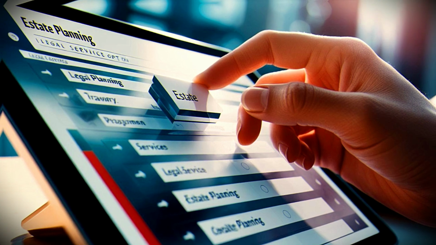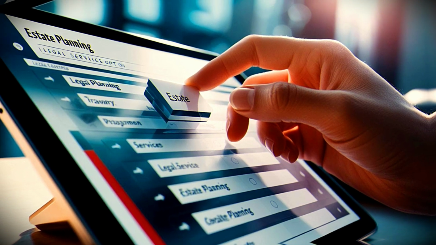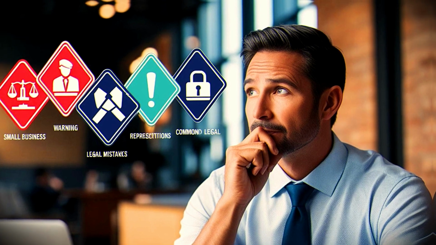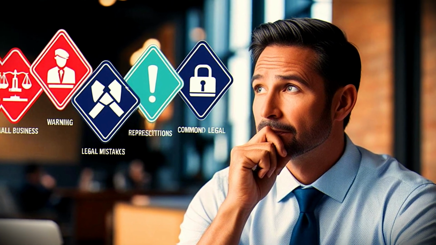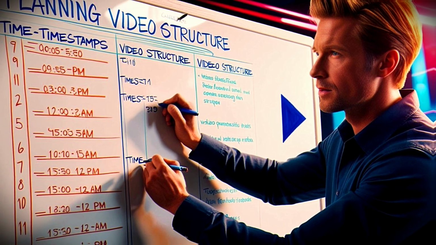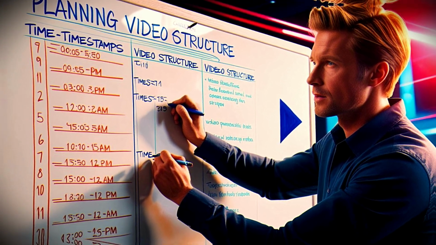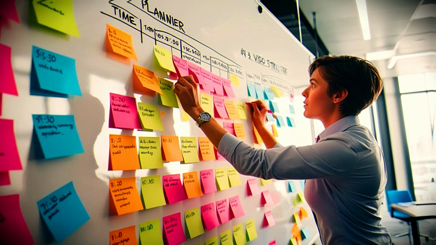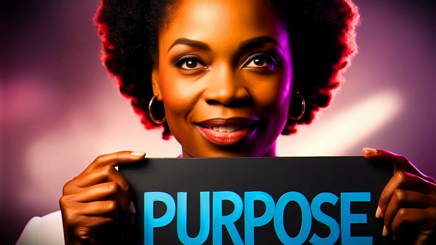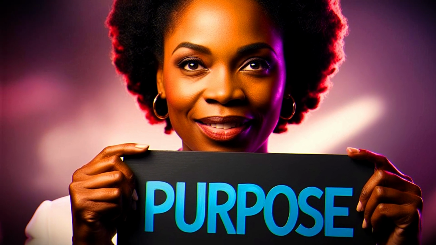Understand their needs and common legal concerns. Example, contracts, wills, trademarks. Second is select a specific topic. Choose a focused topic within legal services to keep the content clear. Example, how to create a legally binding contract. Understanding the importance of a will. Top 5 legal mistakes small business owners make. How to protect your intellectual property.